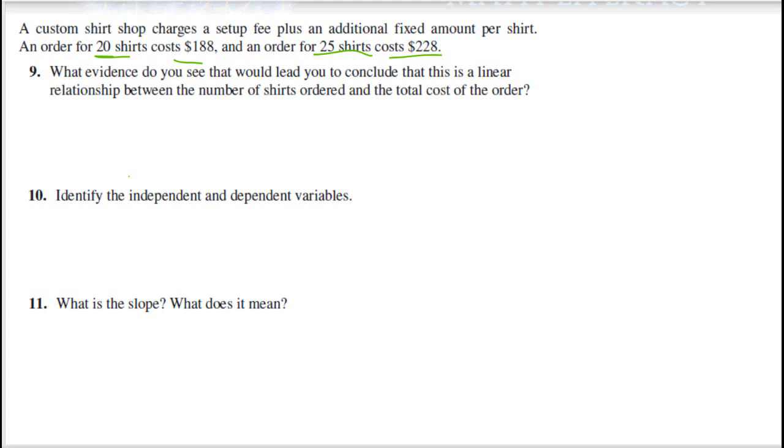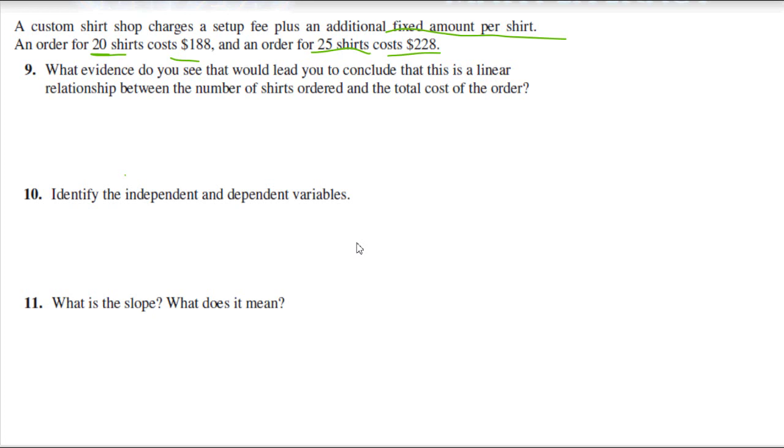So what evidence do you see that would lead you to conclude that this is a linear relationship between the number of shirts ordered and the total cost of the order? They actually tell us a fixed amount. They just say a fixed amount per shirt. Okay, so do question 10, then restart the video.